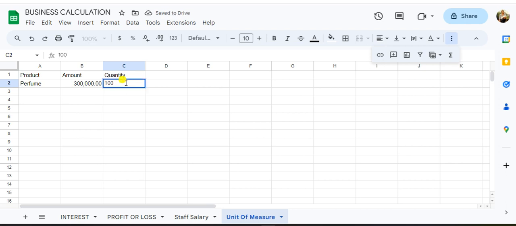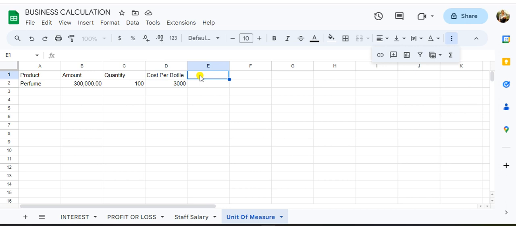Let's assume it's 100 bottles inside. Then how much is the cost per bottle? So how do we determine cost per bottle? I think what we'll do is this. The system has already divided it for us: 300,000 divided by 100 gives us 3,000 naira, which means a bottle will cost us 3,000 naira, right?